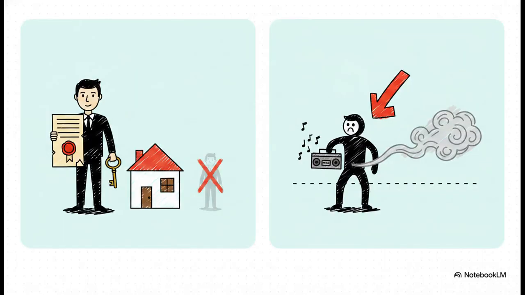Now, figuring out exactly who is involved is absolutely crucial. As confirmed in Hunter versus Canary Wharf, the claimant has to have a proprietary interest in the land. Basically, they need to be the owner or a legal tenant. A lodger or a family member? Yeah, that won't cut it.